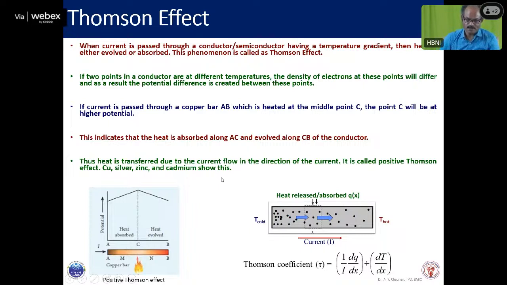If heat is transferred because of the flow of the current and in the same direction as the current, it is called a positive Thomson effect, with a positive Thomson coefficient. Copper, silver, zinc, and cadmium have a positive Thomson coefficient. The Thomson coefficient is defined by tau, which is 1/I times dQ/dx, divided by the temperature gradient, that is, this value per unit temperature gradient.